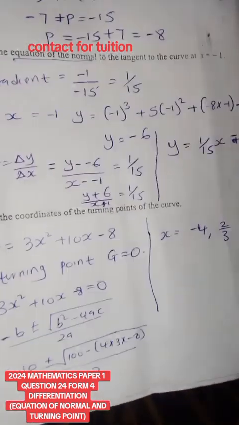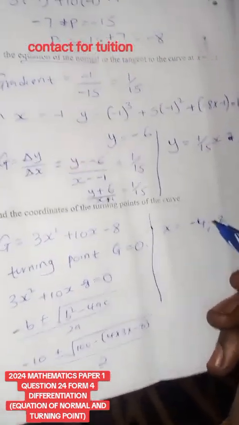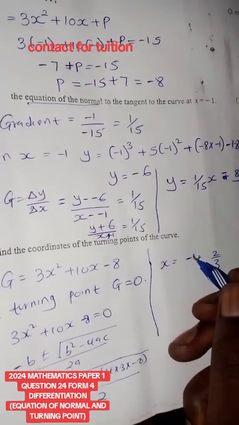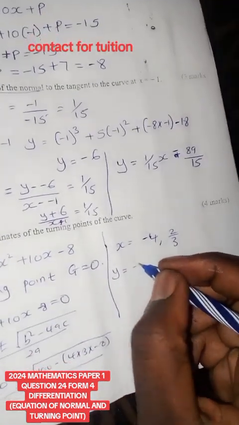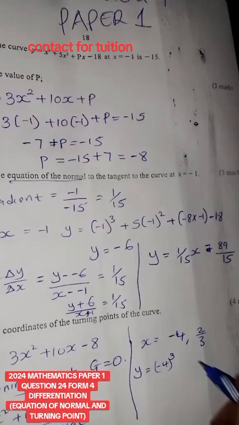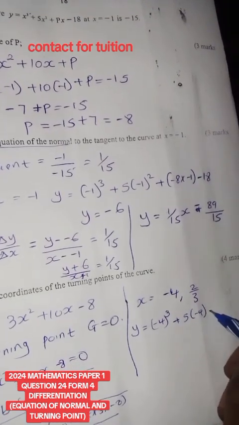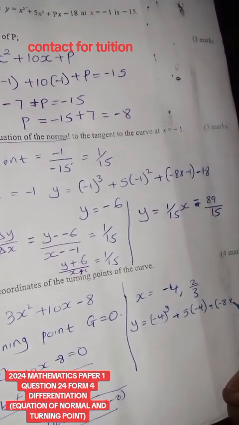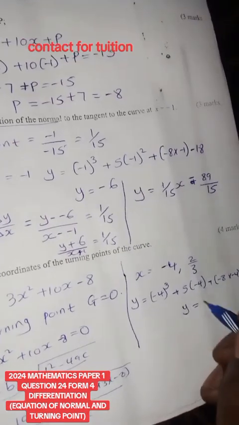Now, after getting the values of x here, what you're going to do next, you're going to replace these values in the original equation here. Therefore, if x is -4 at the turning point, it means that y will be, using the original equation, -4 cubed plus 5 times -4 squared, plus p, which is -8, times -4, minus 18. Therefore, the value of y is going to be 30.